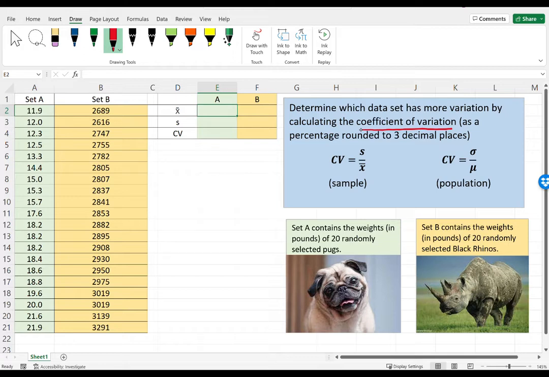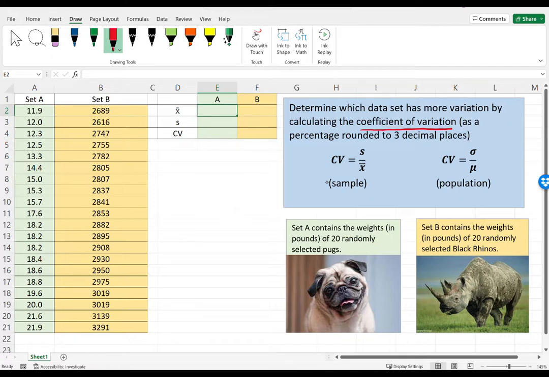Now, there's no built-in Excel function for the coefficient of variation. That's because the formula is very succinct. It's very simple, meaning there's not too many components to it. It's just one number divided by another number. Specifically, the standard deviation divided by the mean.